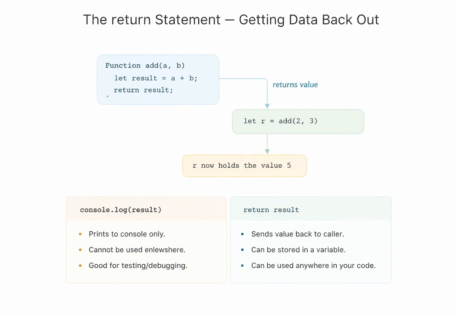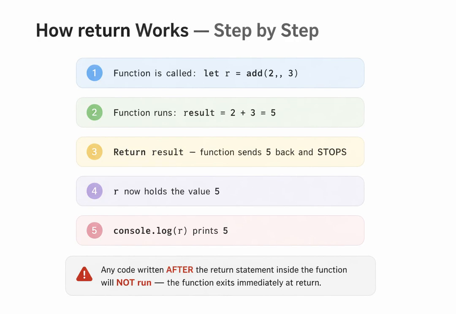The instructor puts it simply. Console.log is just for printing and testing. Return is for actually using the value. Let's walk through exactly what happens when a function uses return.